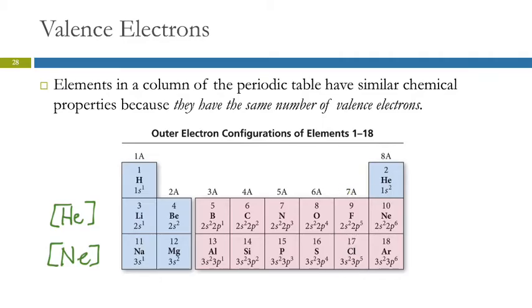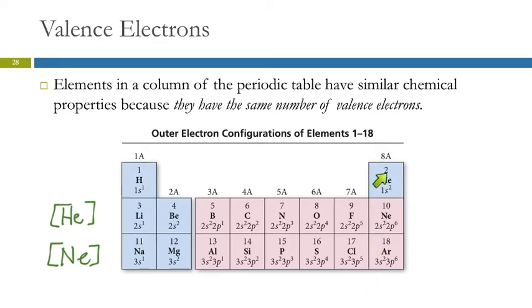How many valence electrons does silicon have? 4. How about beryllium? 2. It's in group 2. The group number is the number of valence electrons. The reason that fluorine and chlorine have many similar properties is that they both have 7 valence electrons. The number of valence electrons explains this recurring pattern of properties in the periodic table.